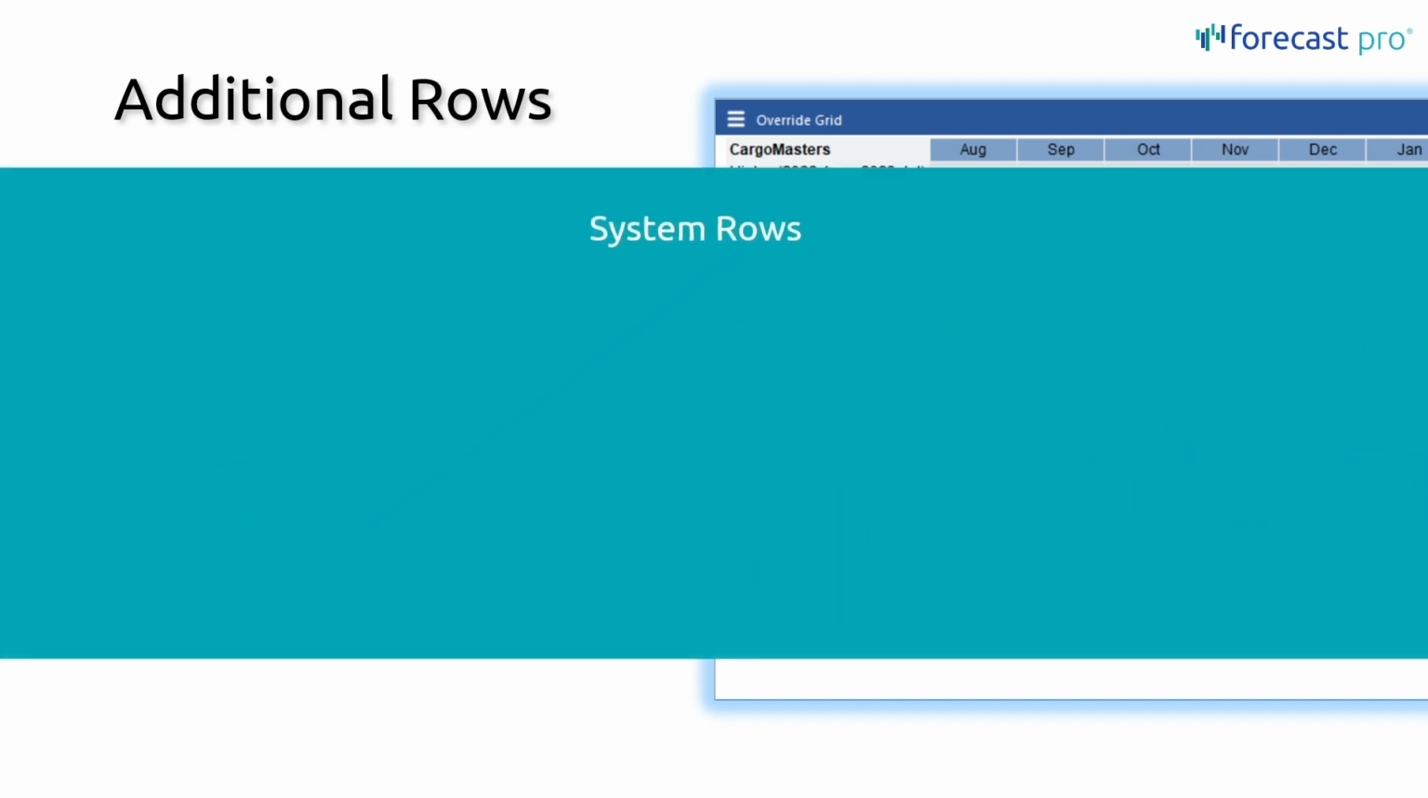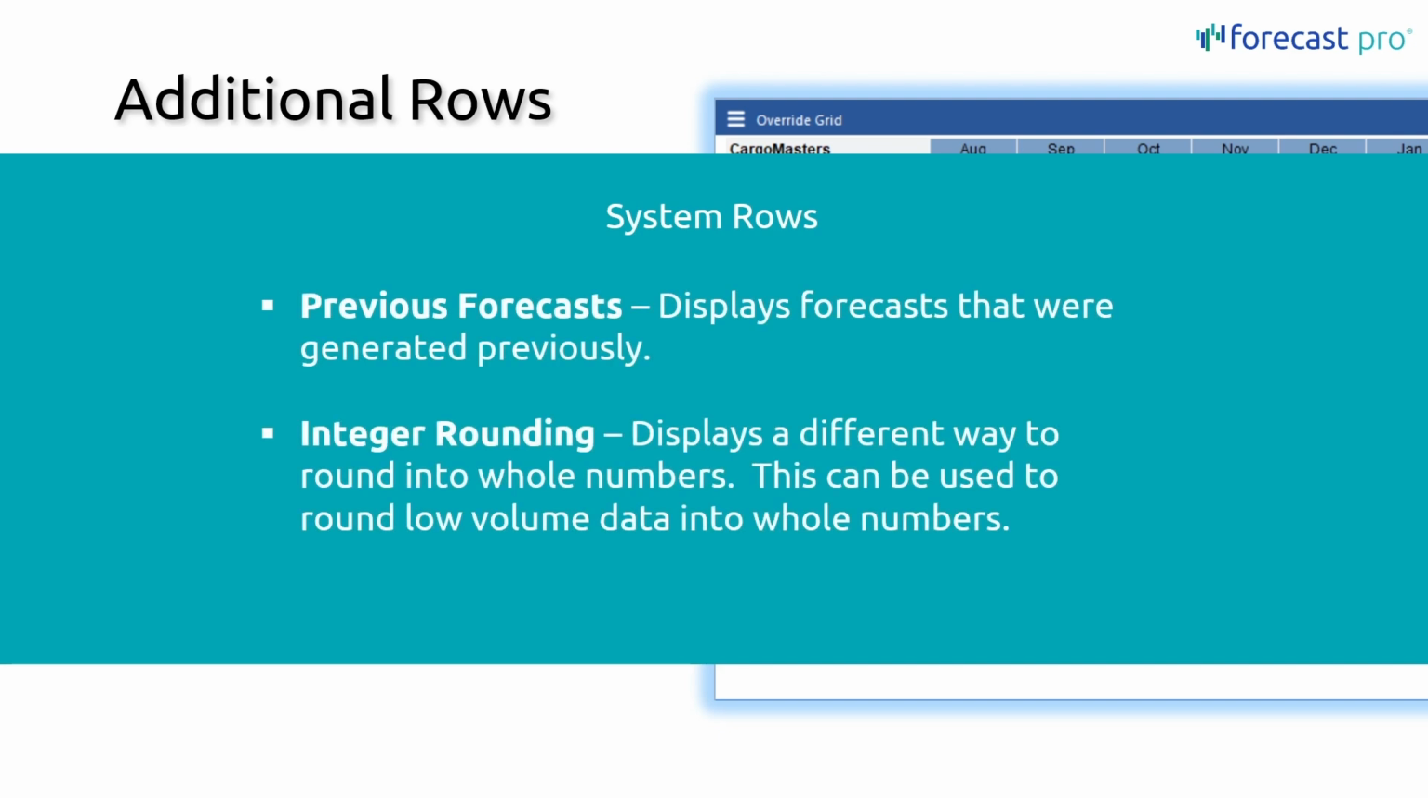And finally, there are the system rows controlled by Forecast Pro. Now, there are two specific system rows. There are the previous forecasts and the integer rounded forecasts. The previous forecasts are exactly what you would think. We can look at our forecast from last month or 2 months ago, and we can compare that against our current forecast in the system. And then obviously we could use the calculated rows to create a difference between these if we wanted to.